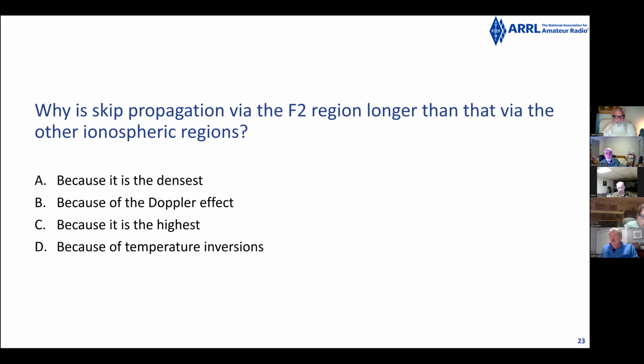Why is skip propagation via the F2 region longer than via other ionospheric regions? A, because it's the densest, B, because of the Doppler effect, C, because it's the highest, or D, because of temperature inversions?